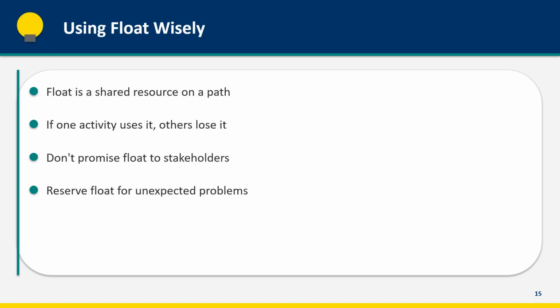Float is a shared resource along a path. If activity A has 10 days of float and slips 10 days, all subsequent activities on that path now have zero float. They become critical. This means you shouldn't promise float to stakeholders. If you tell a team they have 2 weeks of flexibility and they use it, they may have eliminated the buffer you were counting on. Reserve float for unexpected problems. It's your safety margin against the inevitable surprises. The project manager should control how float is used, not individual activity owners.